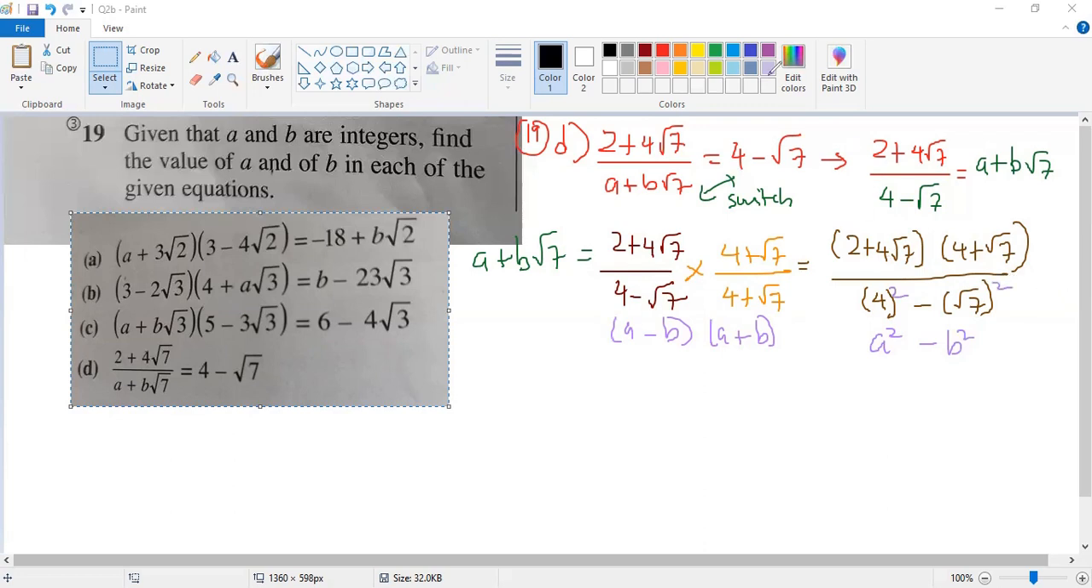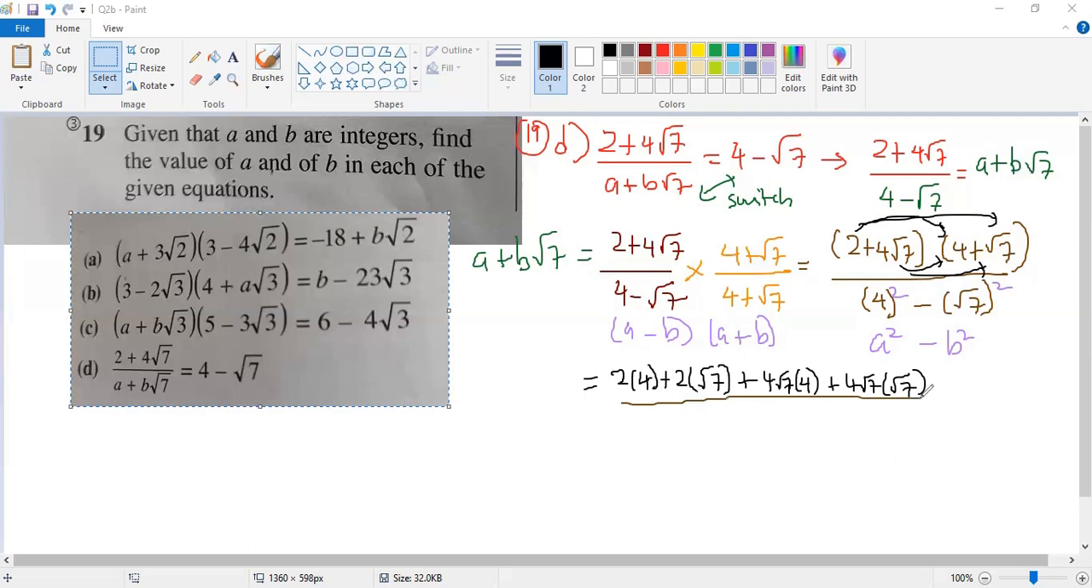So we can understand this step already. Let's continue down here. What we're doing is multiplying like that, the arrows, remember? So let's multiply the arrows. 2 bracket 4, then 2 bracket root 7, and then the second part, 4 root 7 bracket 4, and then 4 root 7 bracket root 7. Slowly you can put it like that. Just need to be accurate. It's just testing the accuracy.